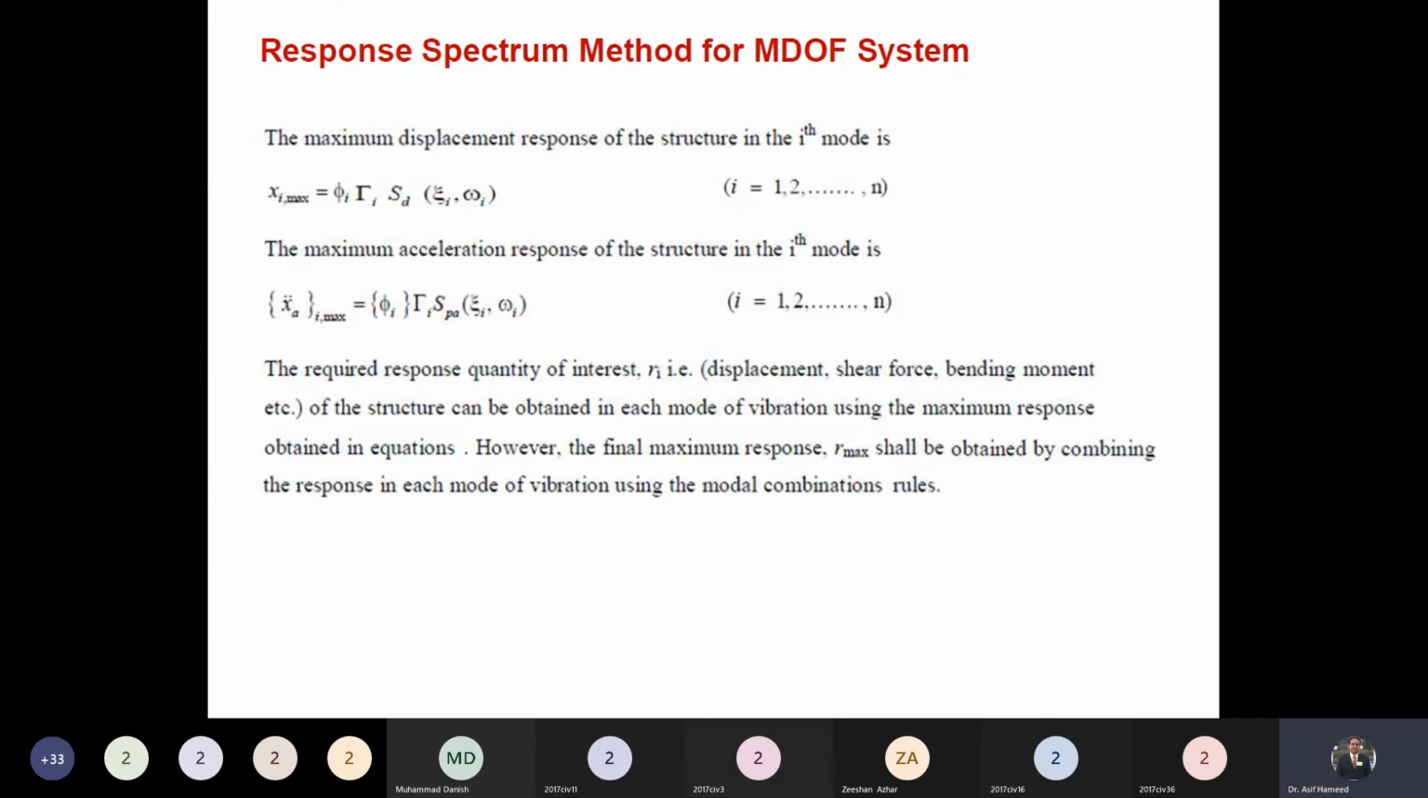This is the procedure to find out the response of the structure by using the modal analysis. You have to perform the modal analysis first, and then you have to uncouple the equations of motion, and then you have to calculate the response of the different masses in each mode separately. Once we have the response in each mode separately, then you can combine the responses by using the modal combination rules, and you will have the total response because of that particular loading.